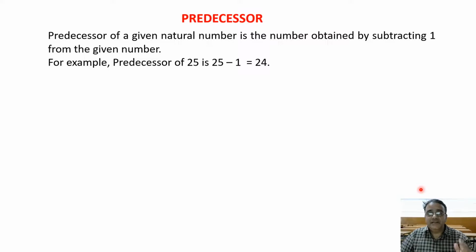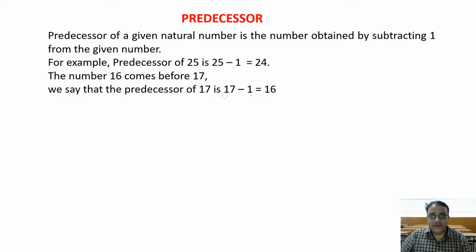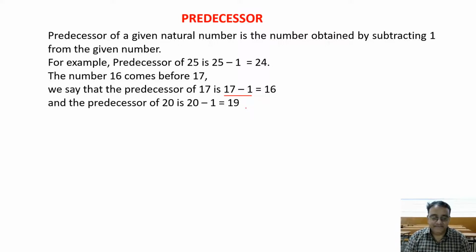And the number 16 comes before 17. ठीक है, predecessor का मतलब क्या है, कौन सा नंबर इससे पहले है. So 16 comes before 17, and we say that the predecessor of 17 is 16. That is 17 minus 1 is 16. And the predecessor of 20 is 20 minus 1, that is 19.